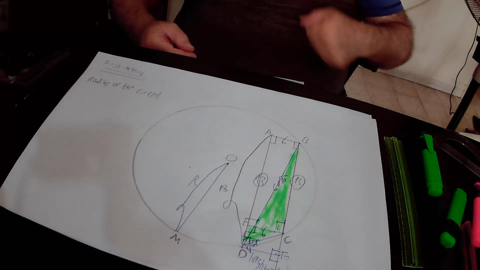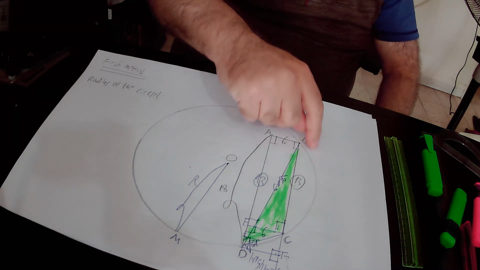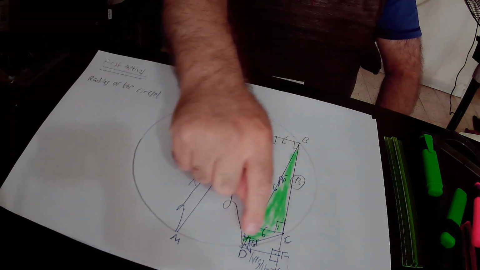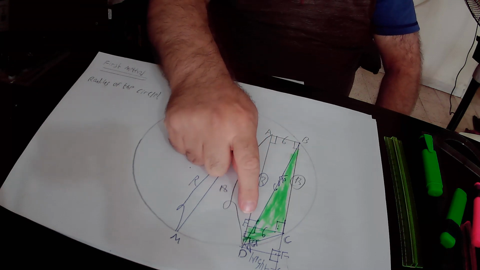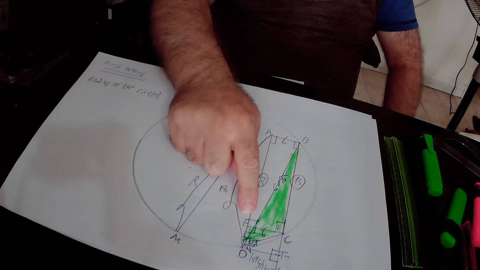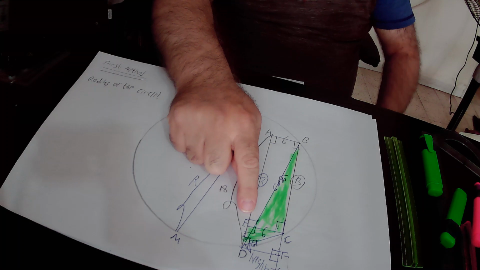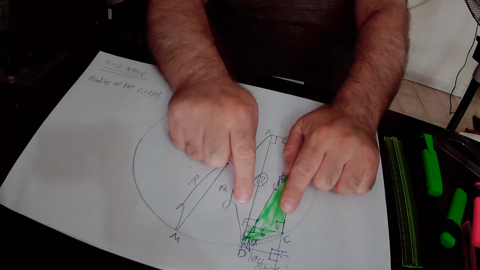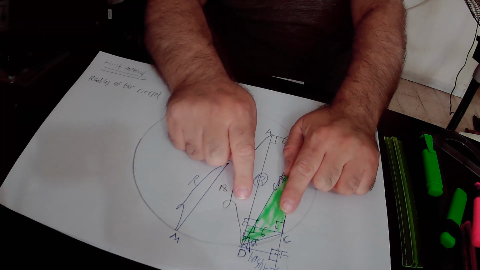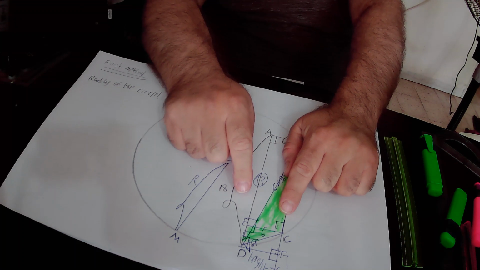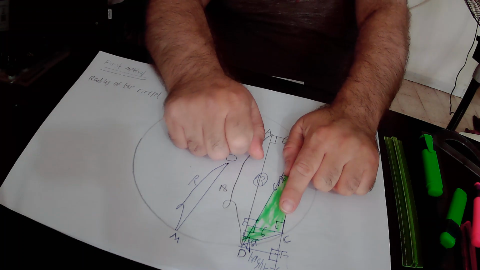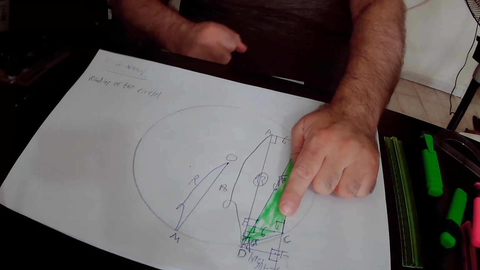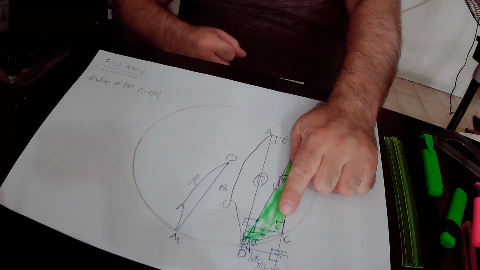By doing this construction, we actually created a quadrilateral ABCE. This quadrilateral ABCE has three right angles. The sum of three right angles is 270 degrees plus the missing angle. In total, they must be equal to 360 degrees according to the rule that the sum of the angles in any quadrilateral is equal to 360 degrees. Therefore, this missing angle must be also equal to 90 degrees.